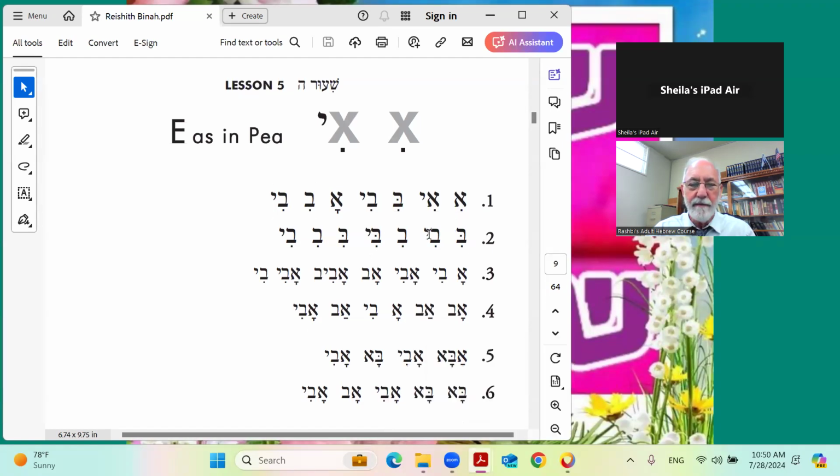B, V, V, B, V, and V. Now, another thing that this does at the end of a word is it makes it possessive, first person possessive, or my. Okay, let's go to line 3.